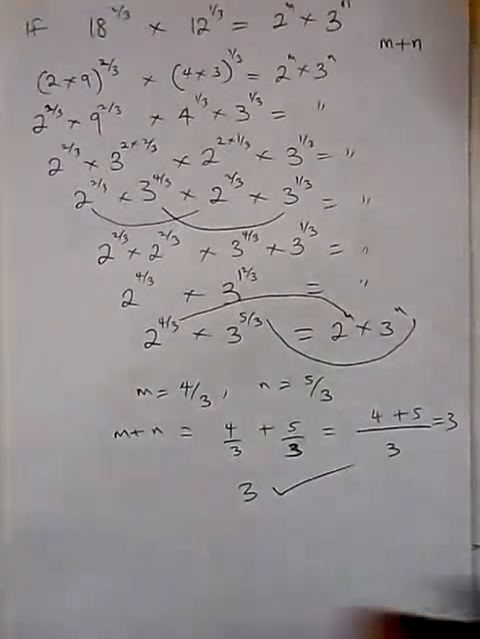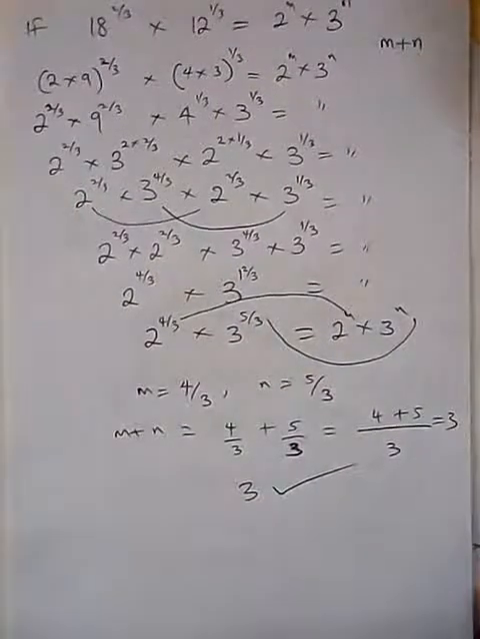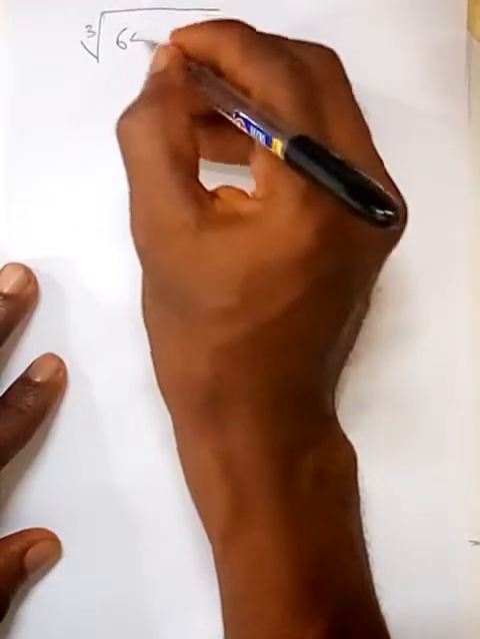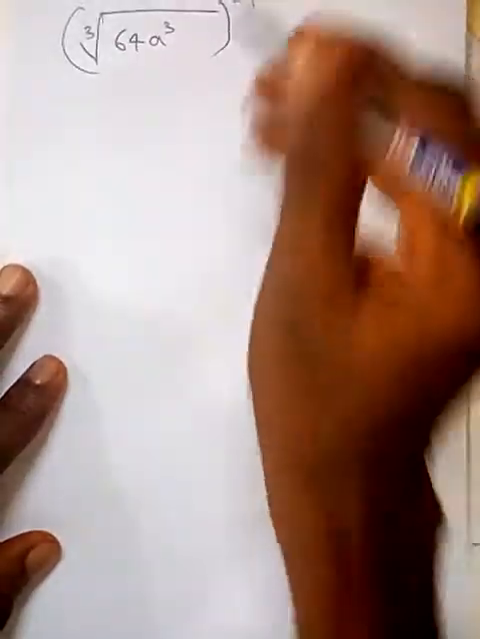Now you have to watch these videos over and over, solve again and again, so it becomes second nature to you. The next question says we should simplify the cube root of 64a raised to power 3, all raised to power minus 1.